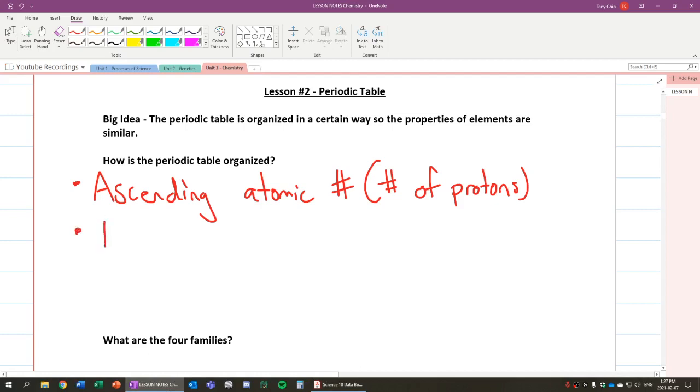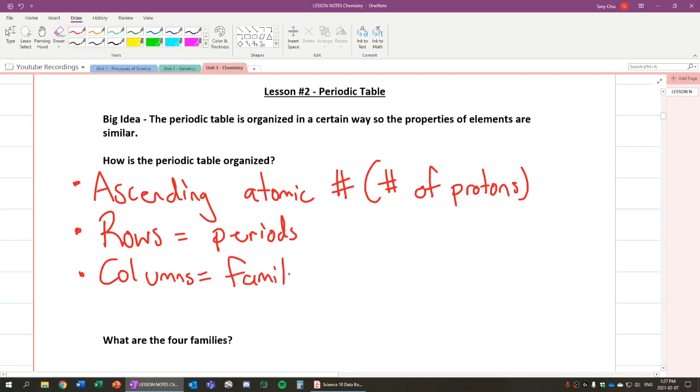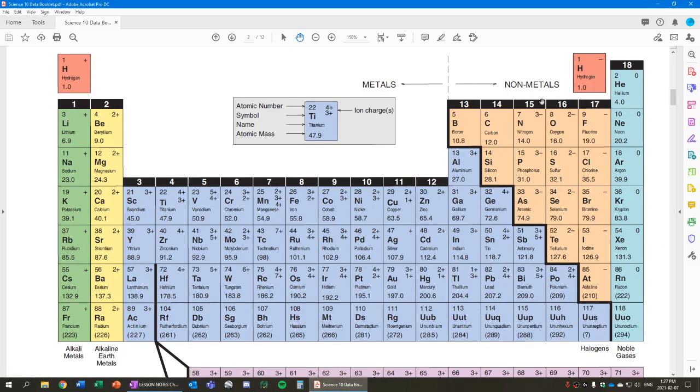The second thing, the rows are what you call periods, while the columns are called families. Some people also call them groups. Alright, so if you look at this, we have our rows. Each of these rows is called a period. So row, as in rowing a boat, you row across. Columns hold buildings, so they go up and down.